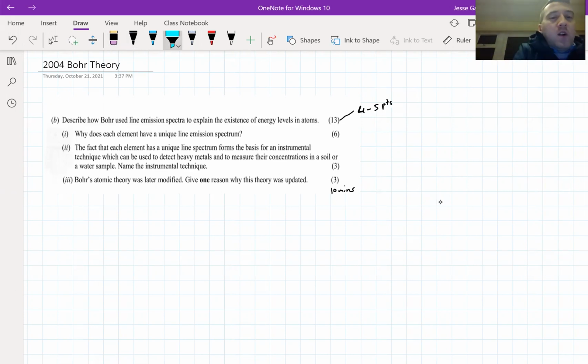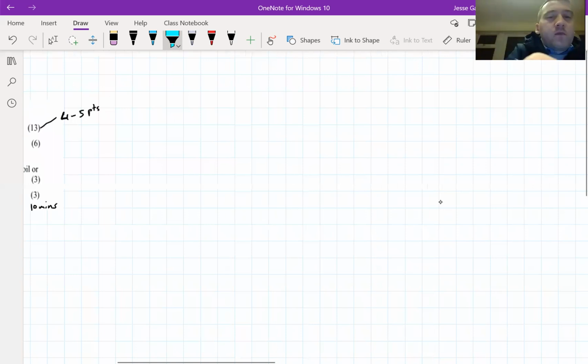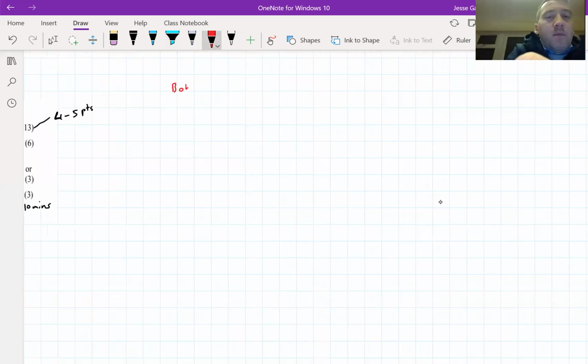In part B, we're asked to describe how Bohr used the line emission spectra to explain the existence of energy levels in an atom. So what he's looking for here is: how do the different lines on the emission spectra prove that energy levels exist? Because he's looking for 4 to 5 points, we really need to talk about how Bohr's theory links to emission spectra.